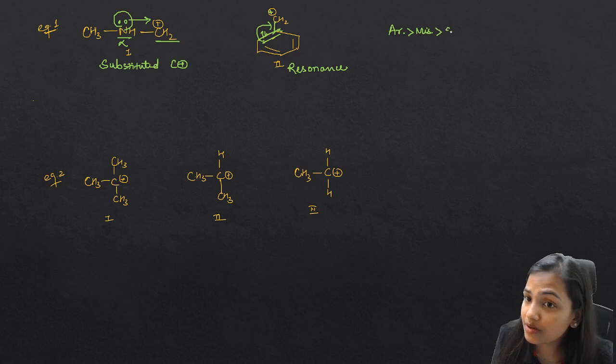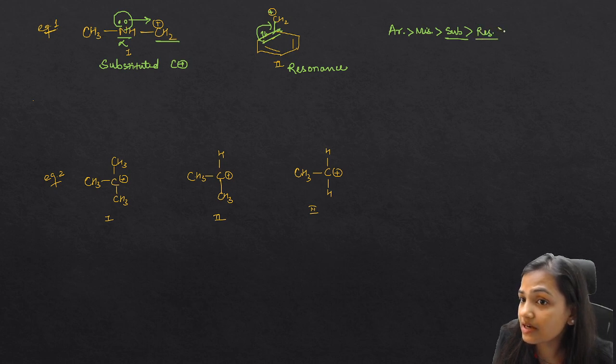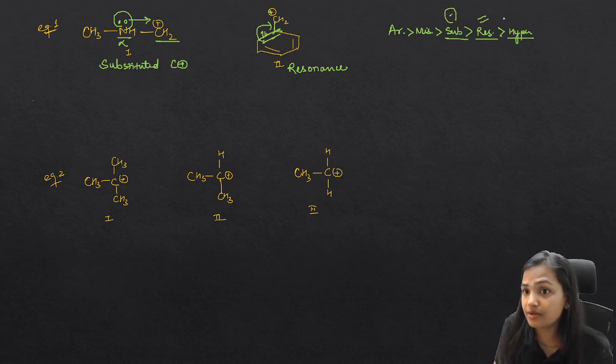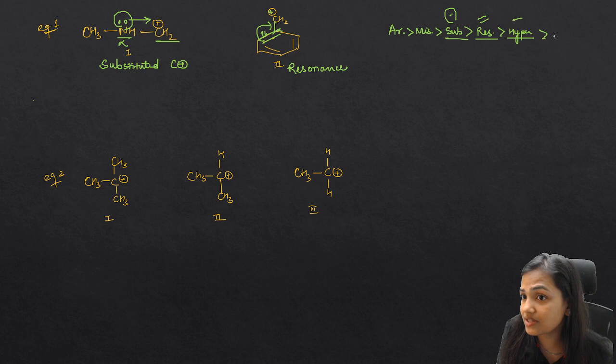There was a lone pair, that is the substituted carbocations. After substituted, the pi bonded carbocations, that is the resonance. And after resonance there was the hyperconjugation, right? Substituted lone pair, pi bond and alpha hydrogens. After that there was the percentage of s character, and then in the last there was anti-aromatic.